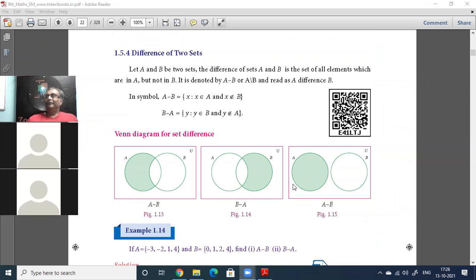Let us do the two things. Difference of two sets. Difference means minusing, subtracting. Okay. A minus B or B minus A only is called difference of two sets. Okay. Let A and B be two sets. The difference of set A and B is the set of all the elements which are in A but not in B.